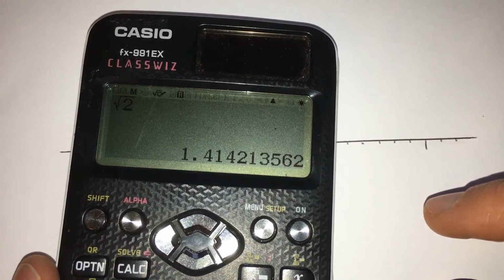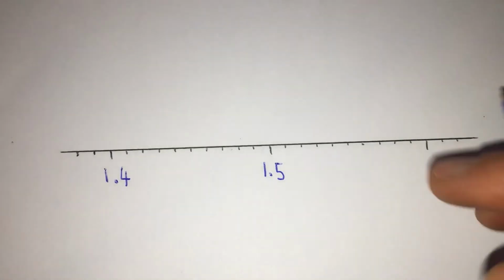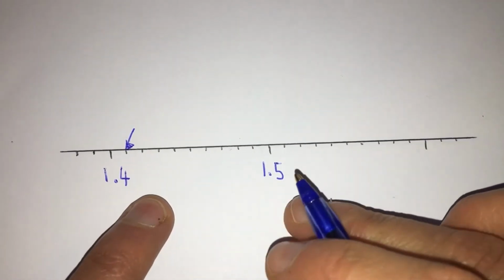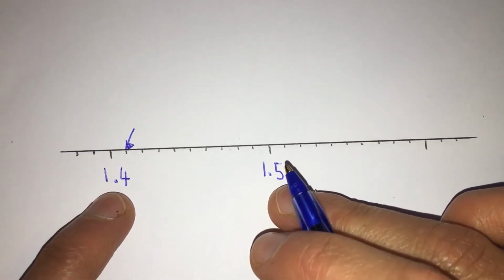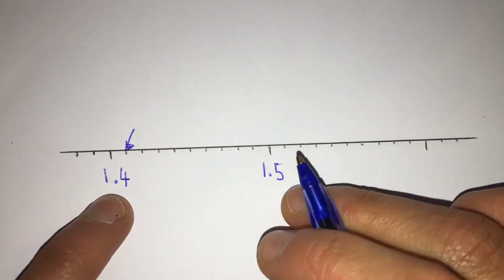And on our calculator, the square root of 2 is 1.41421, etc. So that would be at this point here. That's 1.41. So we can see on our number line that the answer, the square root of 2, 1.4142, etc., is much closer to 1.4 than 1.5.